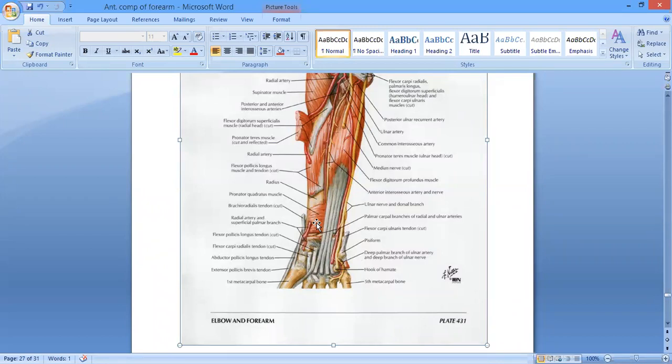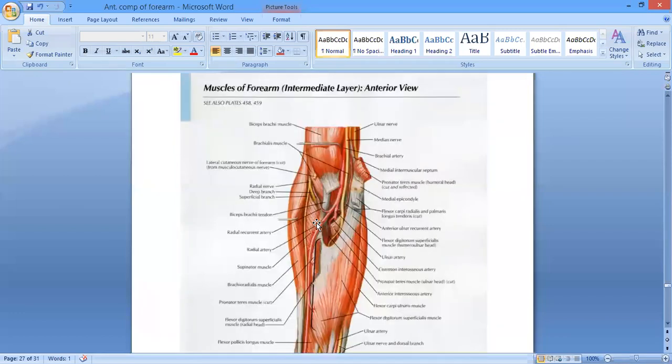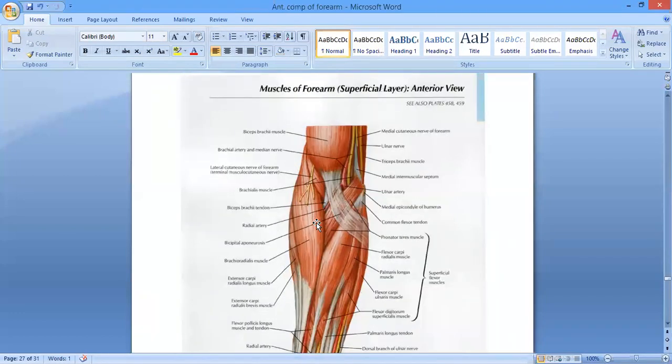If there is any problem with the muscles of the anterior compartment, ask. We have 3 groups: the superficial group, the intermediate group, and the deeper group. The superficial group contains the pronator teres, flexor carpi radialis, palmaris longus, and the flexor carpi ulnaris.